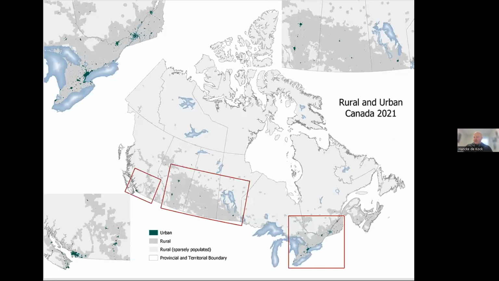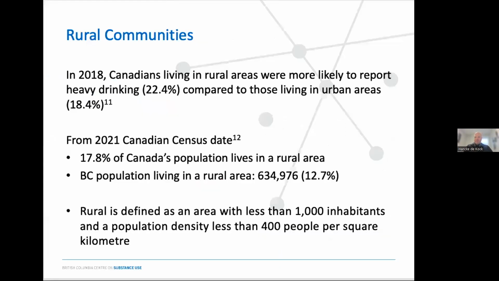This is just a quick image to highlight the rural areas in Canada versus the urban areas in Canada from Statistics Canada in 2021, and I'll have more details on the next slide. So in 2018, Canadians living in rural areas were more likely to report heavy drinking, 22.4%, compared to those living in urban areas, 18.4%. From the 2021 census, 17.8% of Canada's population lives in a rural area, and the population of rural areas is noted here, and also what constitutes a rural area.